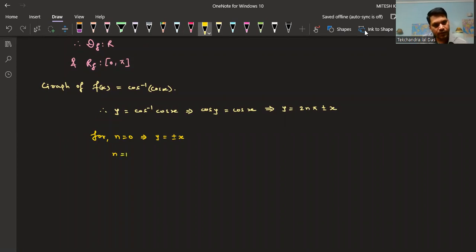Then for n equal to 1, clearly y equal to 2π ± x. For n equal to 2, y equal to 4π ± x. Also for n equal to −1, y equal to −2π ± x, and so on. We can find many branches here, but there is no need for many branches. We'll predict the graph by drawing these branches only.